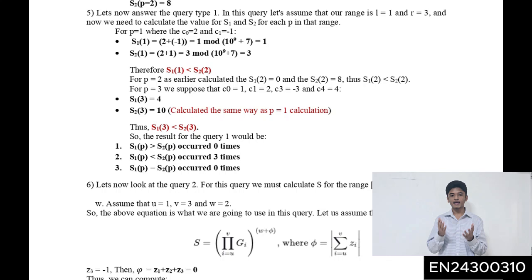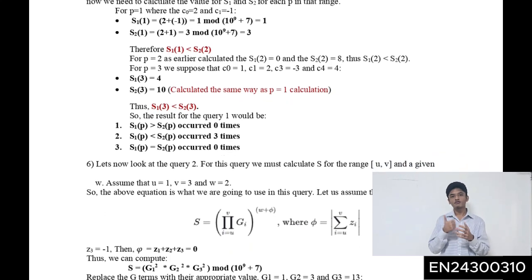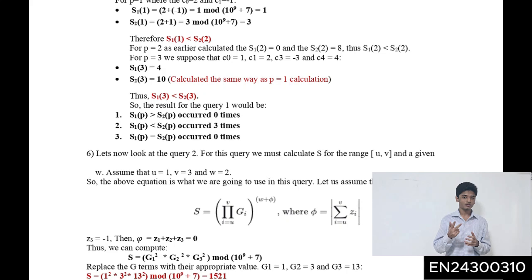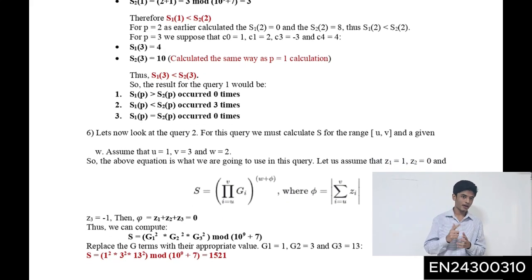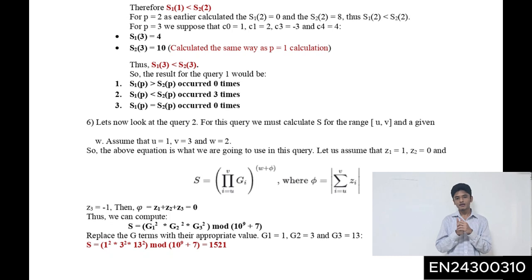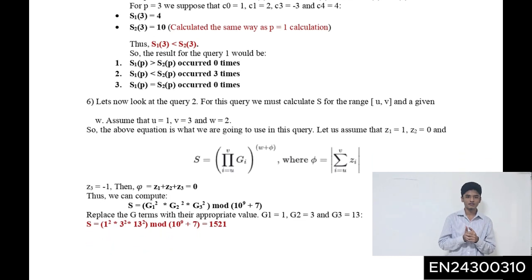For query 2, we calculate the sum value using the equation that is given. For u equals 1, v equals 3, w equals 2, we find sum as 1521. In summary, we combined recurrence relations and modular arithmetic to solve fun-with series.